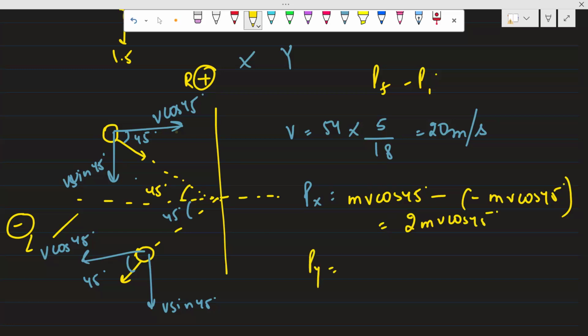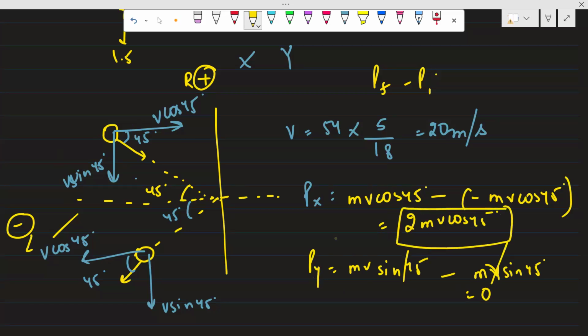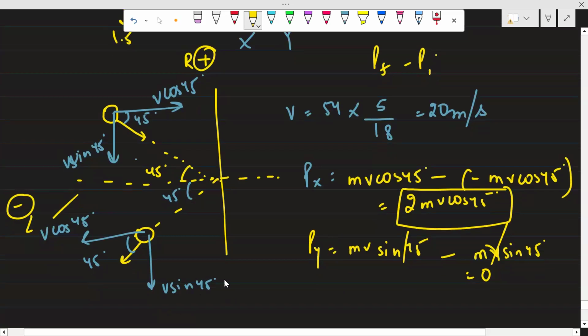Now look at the y-axis. Both are in the downwards direction. So let's take down as positive because we don't need up. So this one will be mv sine 45-degree minus, this is also positive, mv sine 45-degree. Both will cancel each other. Net momentum along y-axis will be 0. So this will be your final answer, 2 mv cos 45. Then you can put in the values for it.